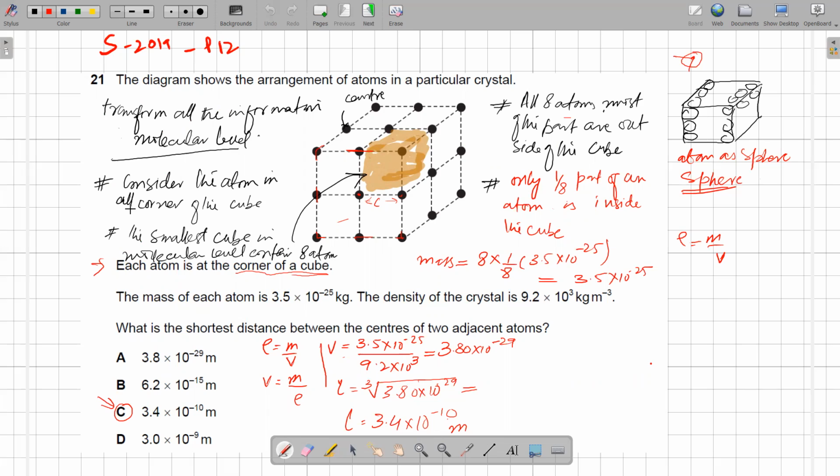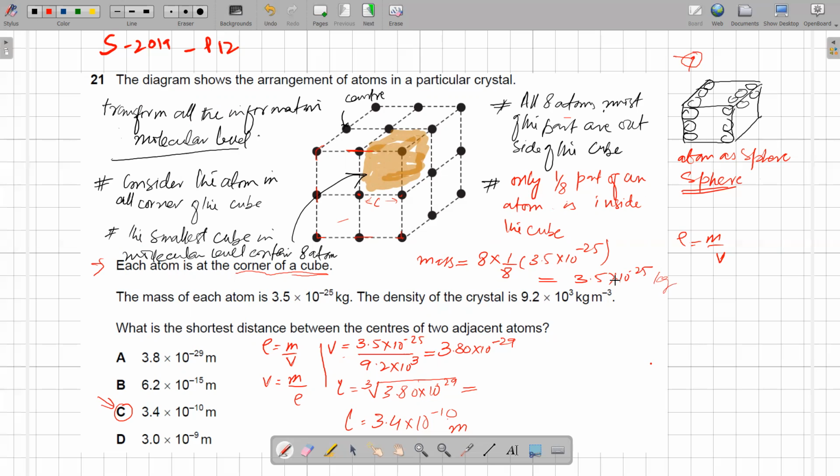Consider the atoms at all the corners of the cube, as the question says. The smallest cube at the molecular level contains 8 atoms. Most of each atom's part is outside, like we discussed, right? Only 1/8 part of an atom is inside the cube. So the mass of 8 atoms inside will be 8 multiplied by 1/8 times 3.5 × 10^-25. So 3.5 × 10^-25 kilogram is actually the mass inside this small cube.